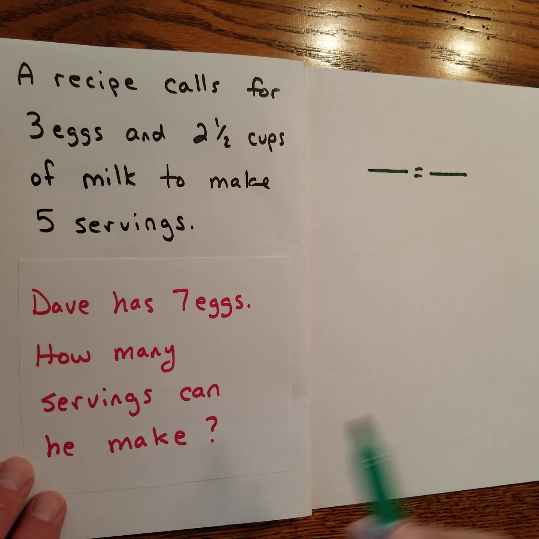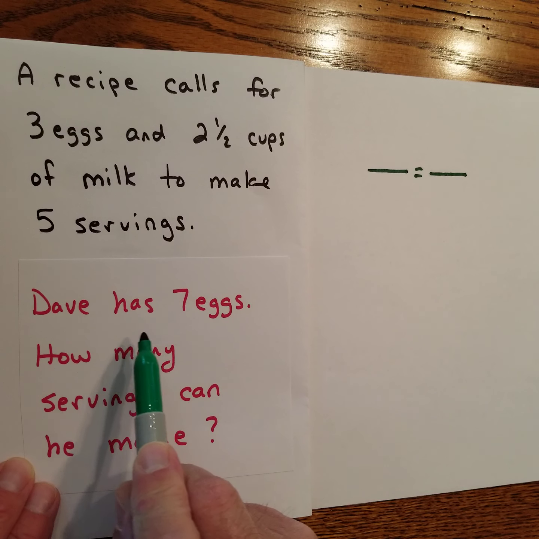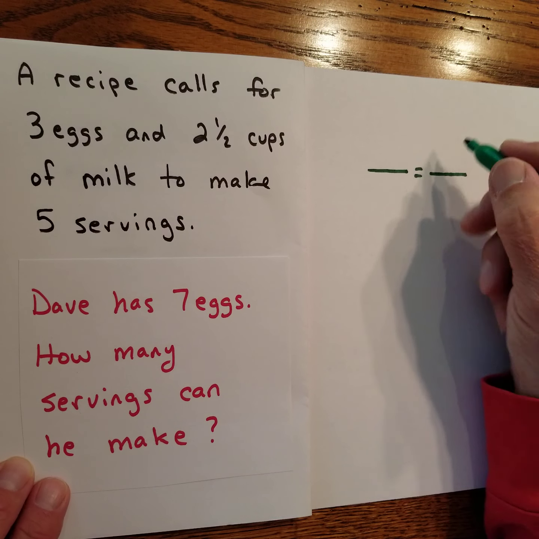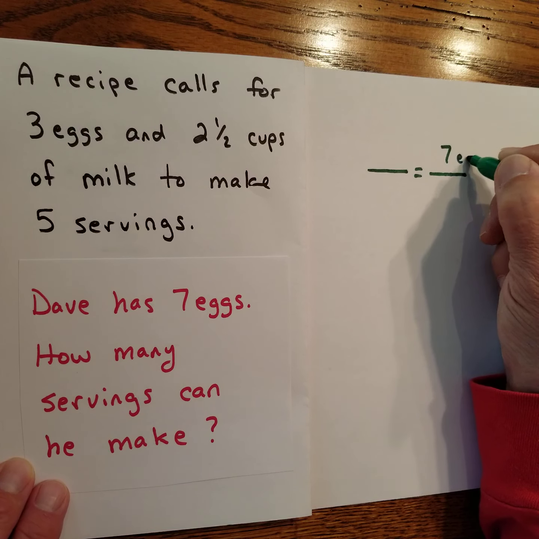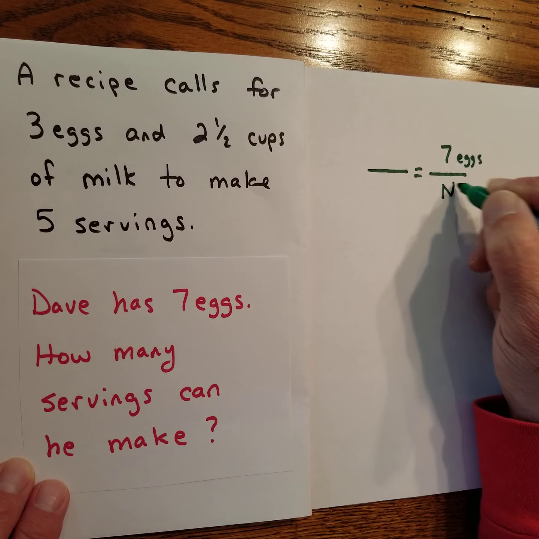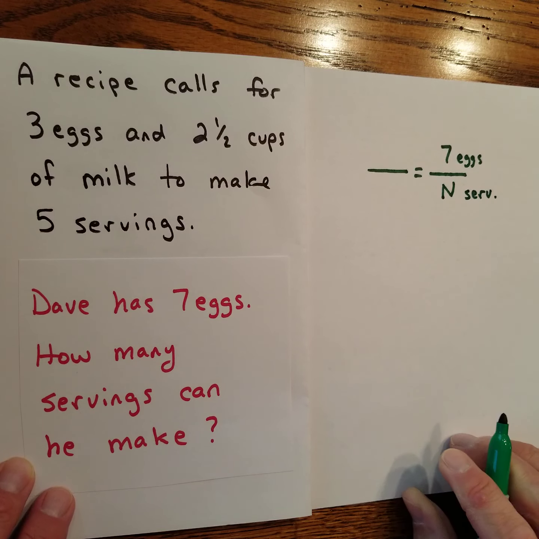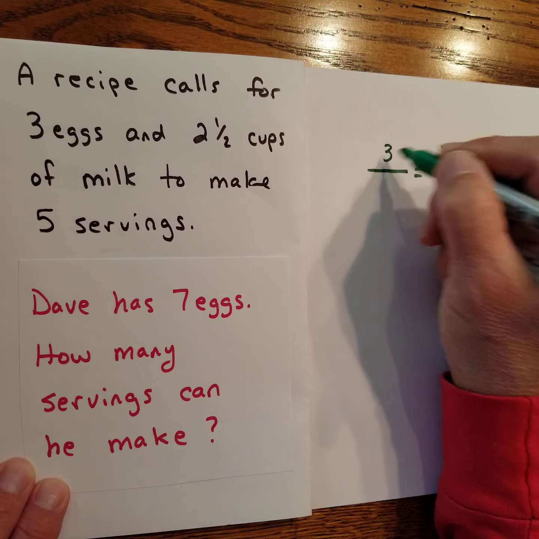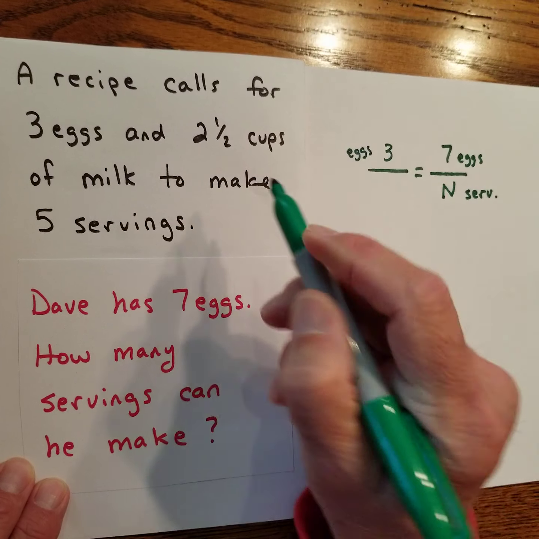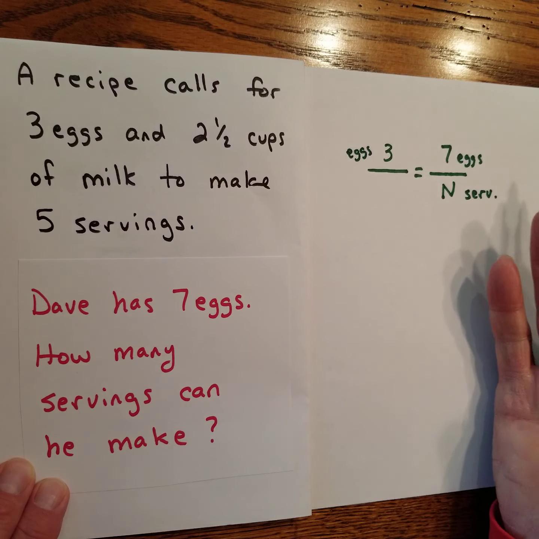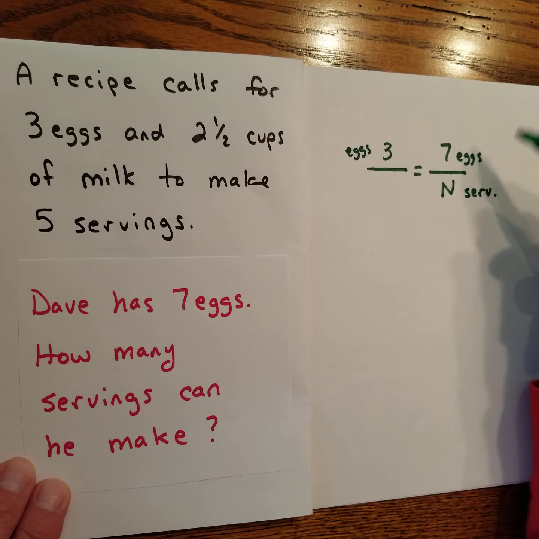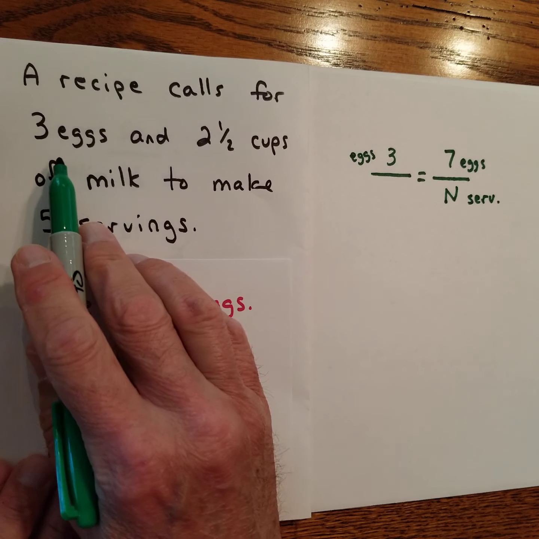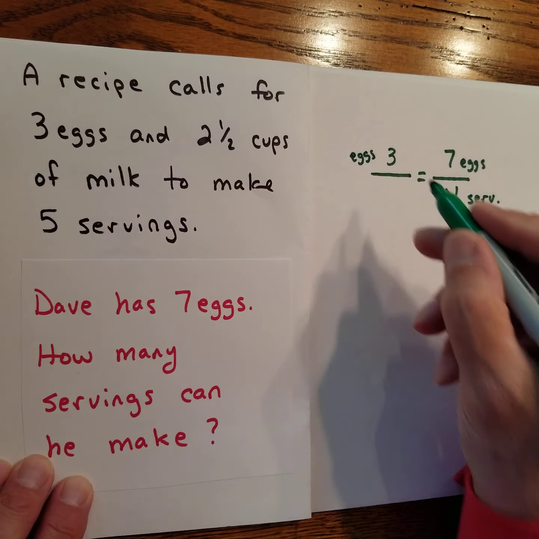Let's read the rest of the problem. Dave looks in the refrigerator and realizes he only has 7 eggs. How many servings can he make? Dave has 7 eggs. How many servings can he make? Well, the recipe calls for 3 eggs and 2.5 cups of milk. This problem's not about milk. It's only about eggs and servings. So I will ignore the 2.5 cups of milk and I'll stick with 3 eggs, goes with 5 servings.